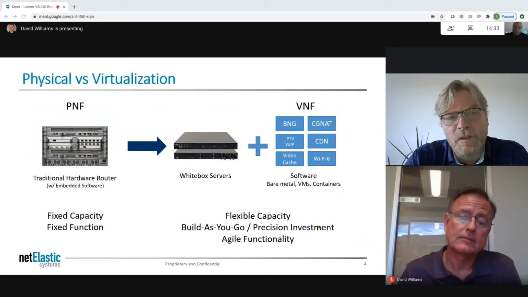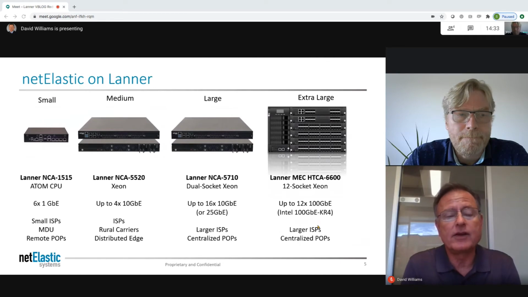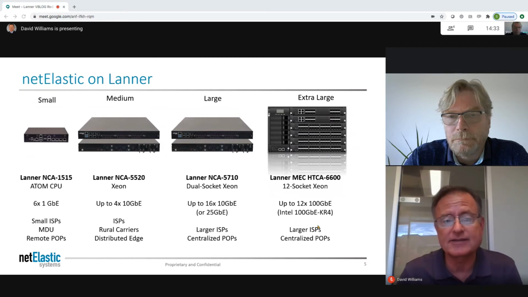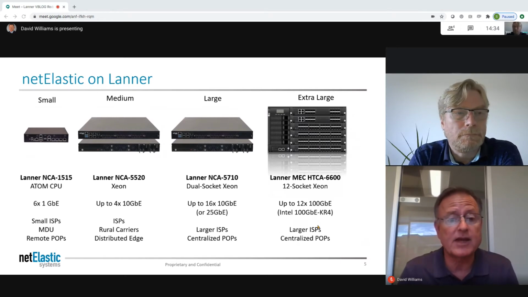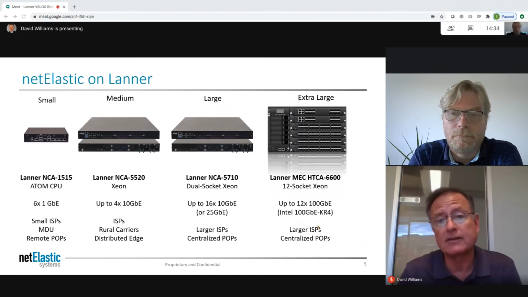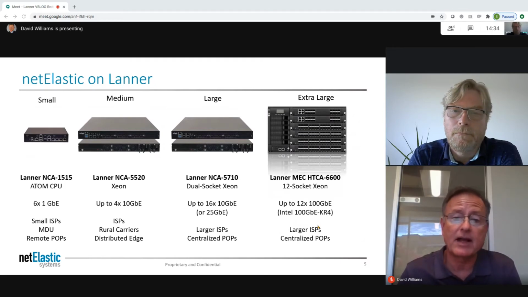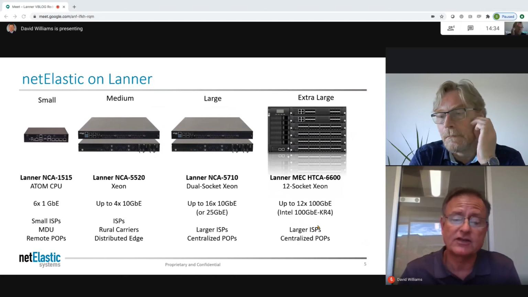So where would you foresee this deployed in the network? Well, we run on a number of Lana platforms. The Lana Whitebox platform offers a variety of sizes and scales for different use cases. Everything from a very small desktop type appliance that can run our software, maybe that would be for an MDU, or a medium or larger platform that would be used for a town, city, more of a larger POP, if you will, all the way up to the Mac HTCA platform that allows massive scale with tremendous growth capability without ever having to change the platform itself.